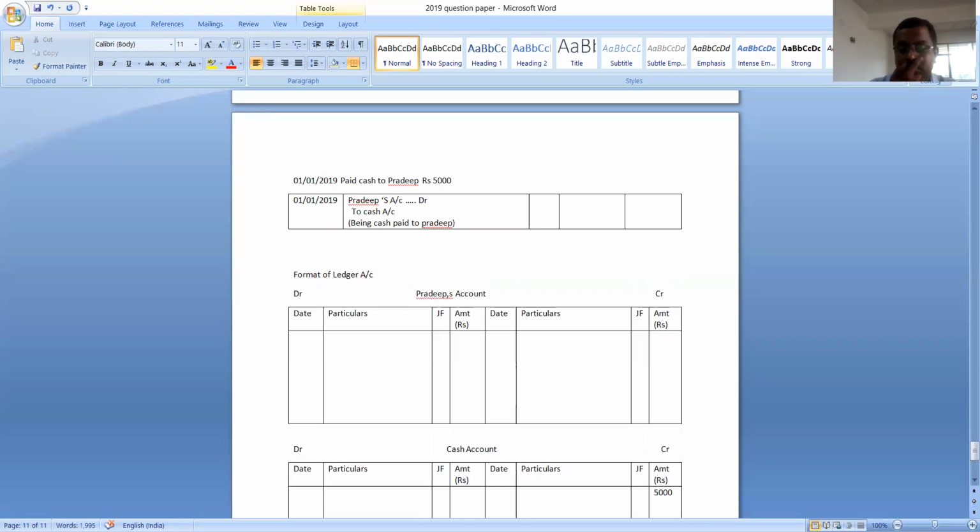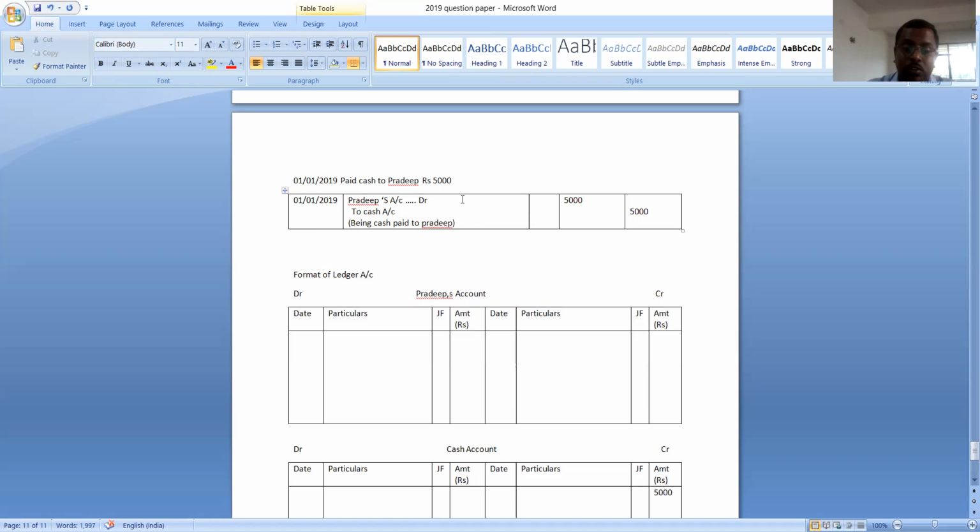Okay, ledger folio column is nil. Pradeep's account debit. Debit column rupees 5,000. To cash account credit column, how much? Rupees 5,000. So this is how we need to pass the journal entry. The process of passing the journal entry is called journalizing.